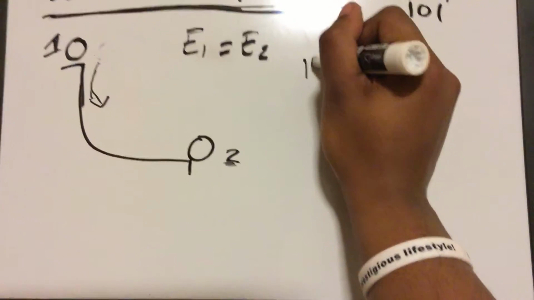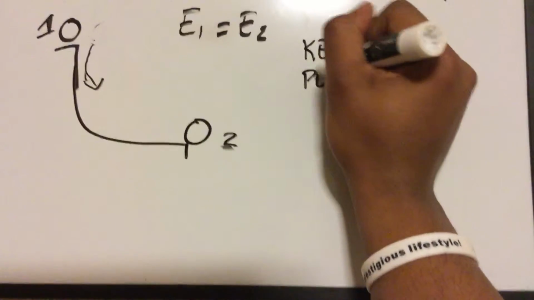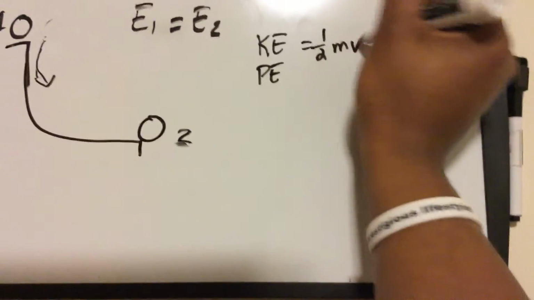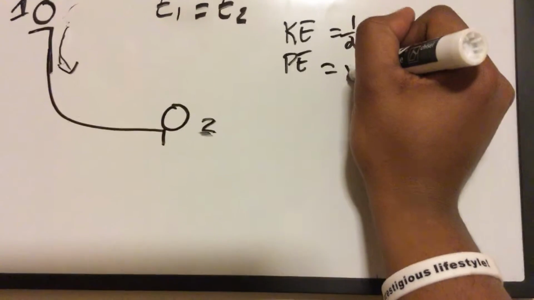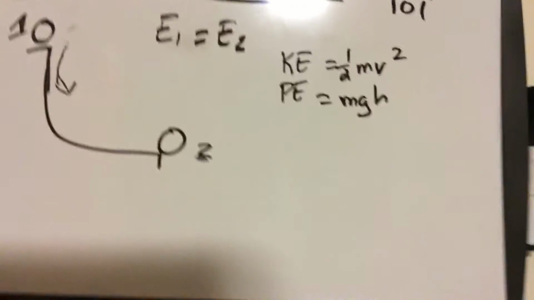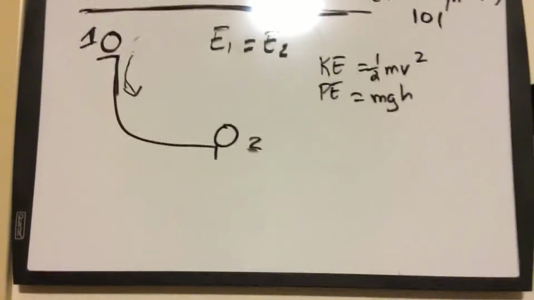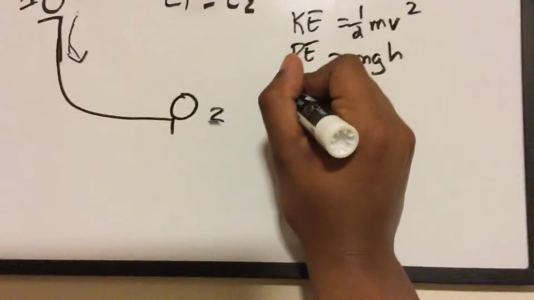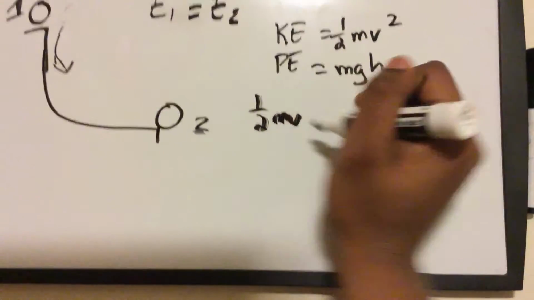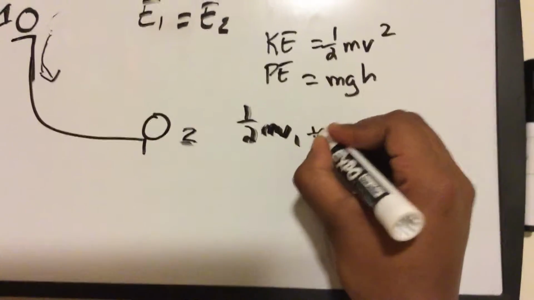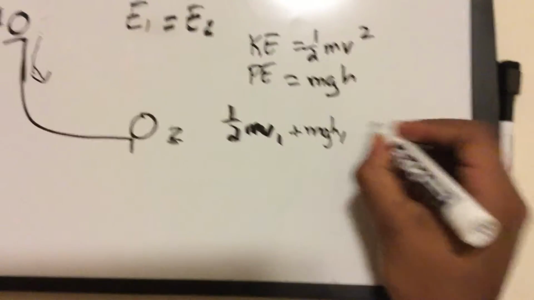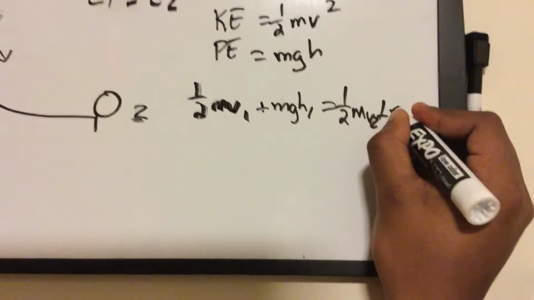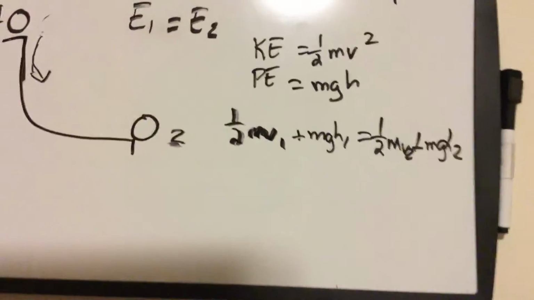So what are the energies involved? The energies involved are kinetic energy and potential energy. Kinetic energy is 1/2 mv squared, and potential energy is mass times gravity times height. So our conservation of energy says state 1 is equal to state 2, so it's going to be the kinetic energy at state 1 plus potential energy at state 1 is equal to the kinetic energy at state 2 plus the potential energy at state 2.